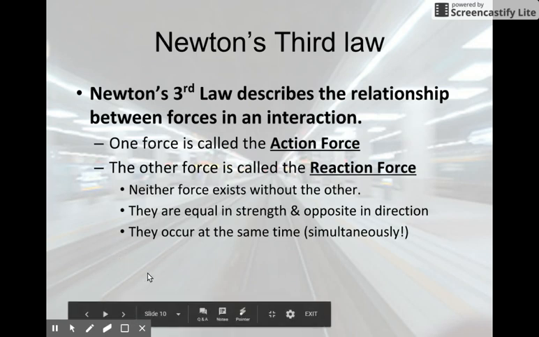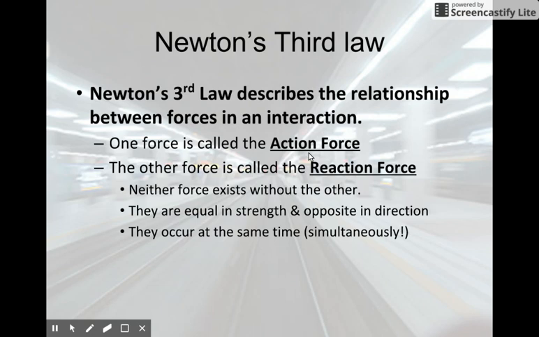Newton's third law describes the relationship between forces. We call one of those forces an action force, and the other force we call the reaction force. Neither can exist without the other. If we have an action, there has to be a reaction force. They always come in pairs. They're going to be equal in strength. If you hit the wall with a 2 Newton force, the wall pushes back on you with a 2 Newton force. And they're in opposite directions. If you push to the right on the wall, it pushes back left onto you.